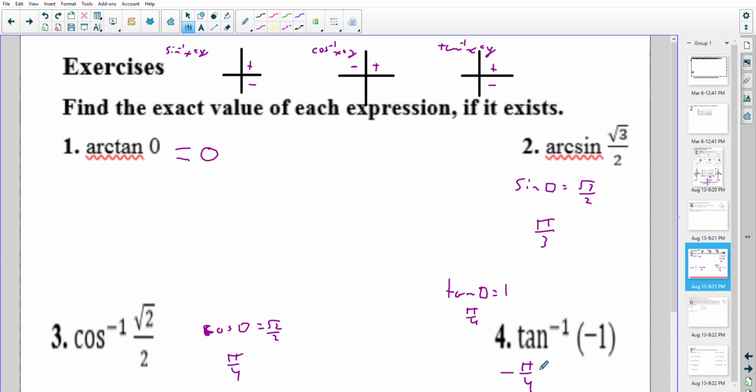Technically, you don't want to list 7 pi over 4 because that's not between pi over 2 and negative pi over 2. So the negative pi over 4 would be the correct answer for that one.